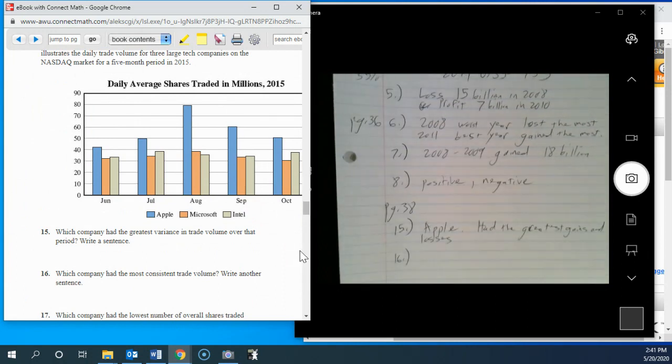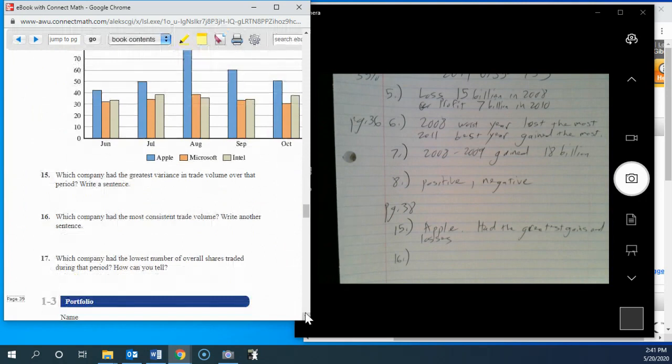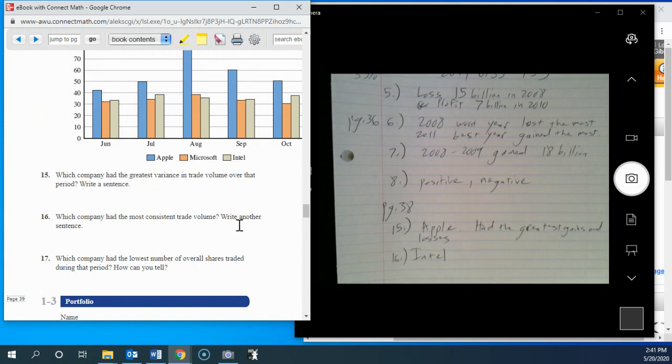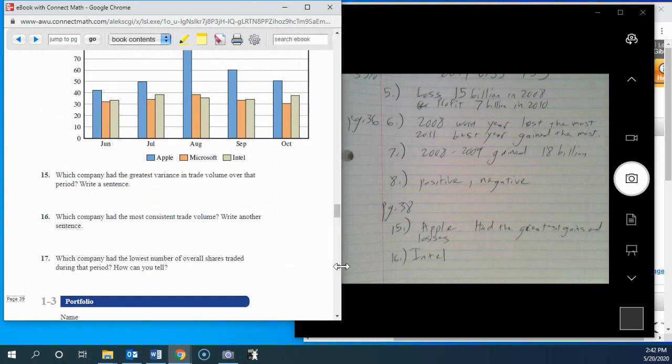In problem 16, it says, which company had the most consistent trade volume? That would be Intel. If you look at Intel from these numbers here, you notice that their volume was really not changed that much. So they had the most consistent, which would be Intel. So you could put did not change much.